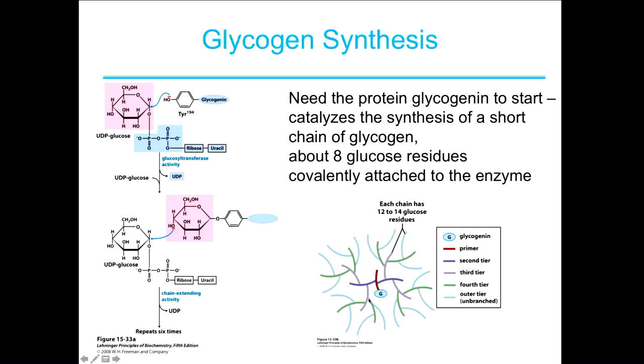And when you get this, so this is just a cartoon of one branch, another branch, the next branch, okay. Then you have many, many ends that phosphorylase can work on. So you have lots and lots of glucose that can be freed up quickly in the muscle or quickly in the liver.